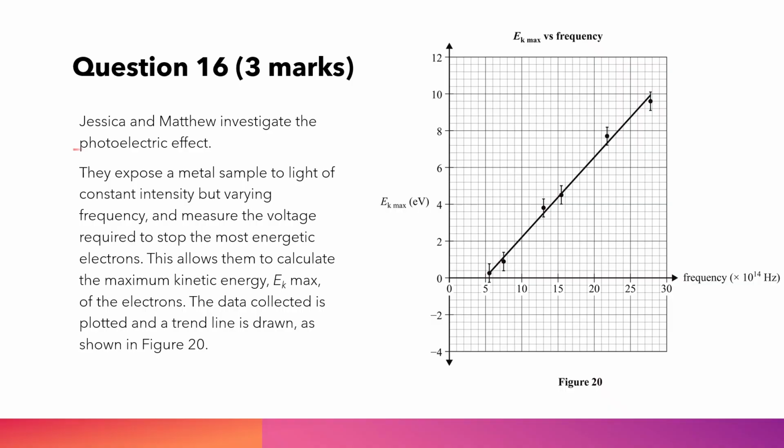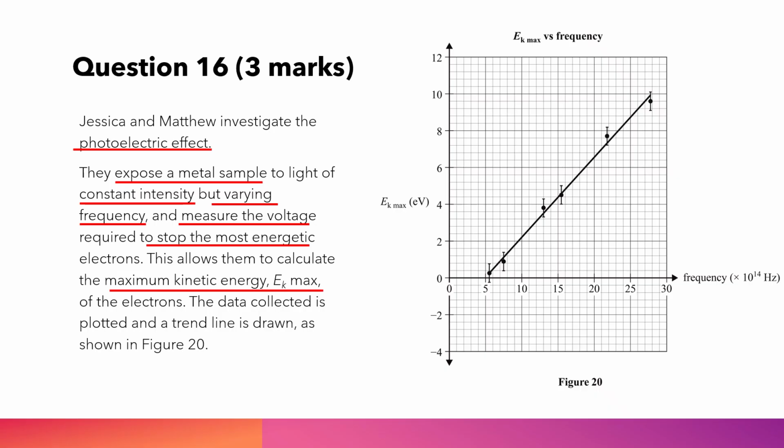Jessica and Matthew investigate the photoelectric effect. They expose a metal sample to light of constant intensity, but varying frequency, and measure the voltage required to stop the most energetic electrons. This allows them to calculate the maximum kinetic energy, K max, of the electrons. The data collected is plotted and a trend line is drawn, as shown in Figure 20.